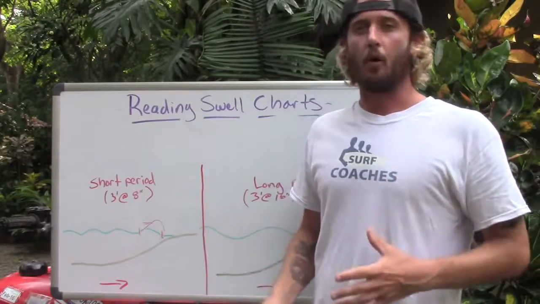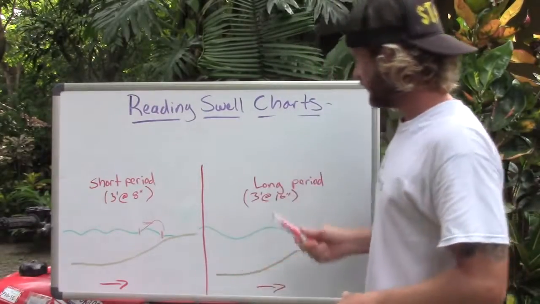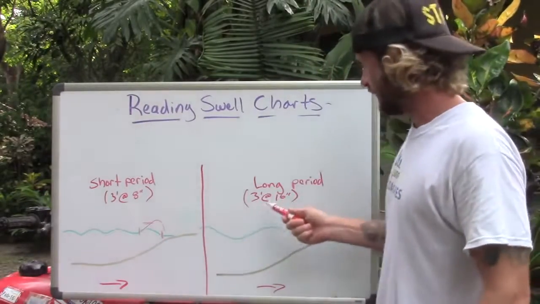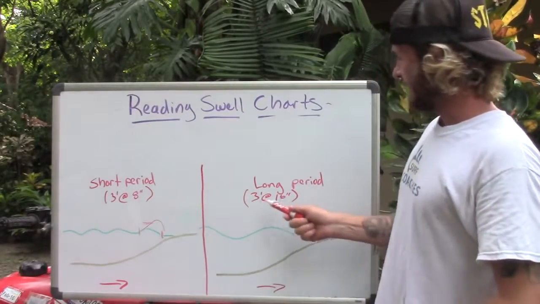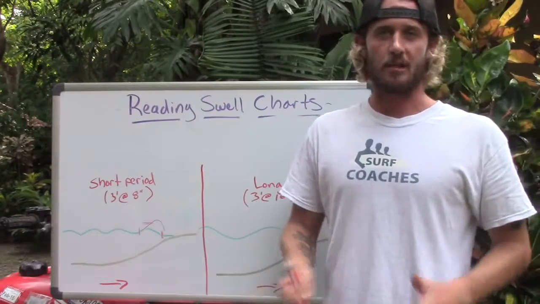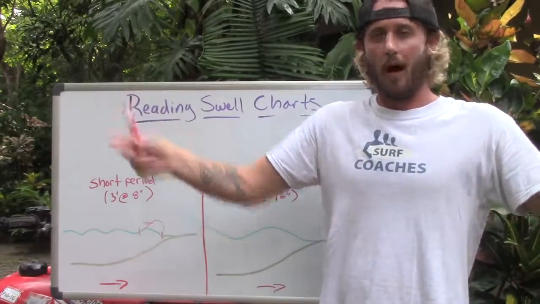So now when we look at a long period swell, the same swell height out in the open ocean, 3 feet, okay, from base to the peak, but now the swell period is 16 seconds, so it's double the distance. So why is that important?